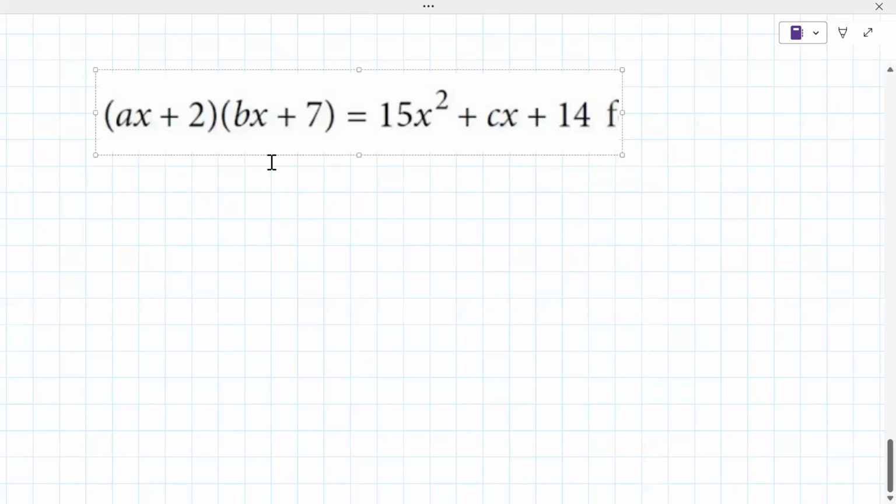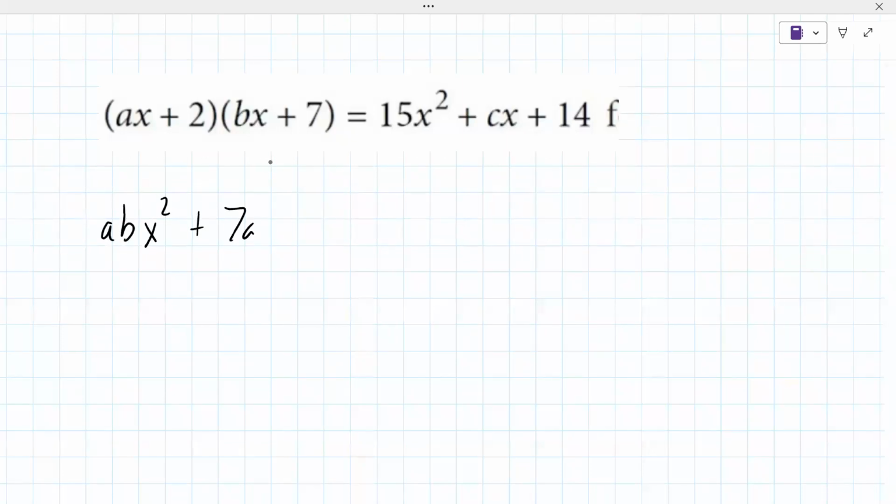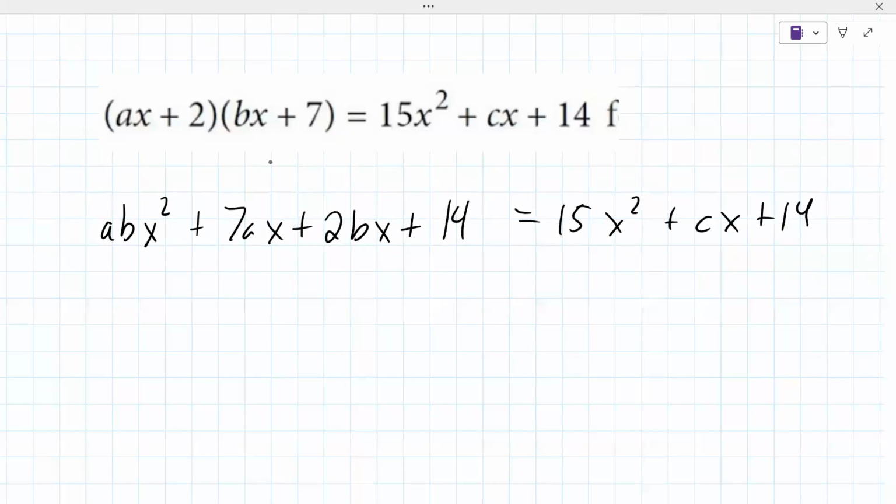ABx squared plus 7ax plus 2bx plus 14. Okay, very good. And so this equals 15x squared plus cx plus 14. So the way I see it is that AB equals 15, 7a plus 2b equals c, like that.